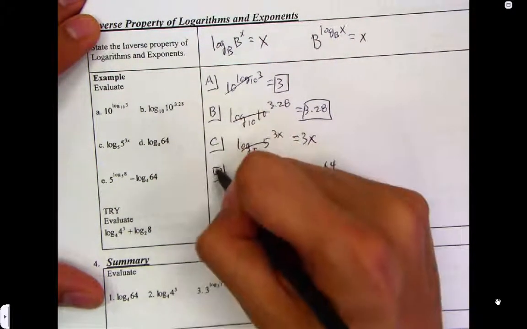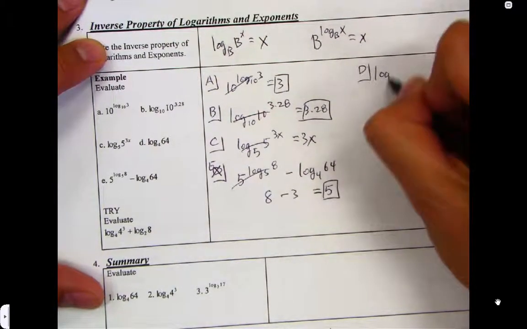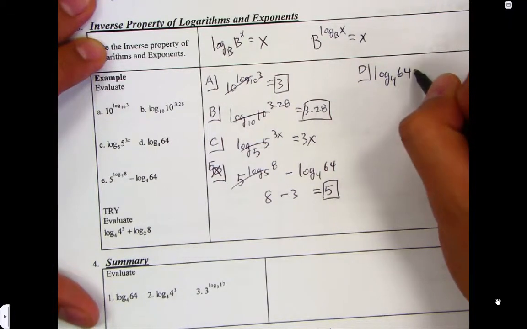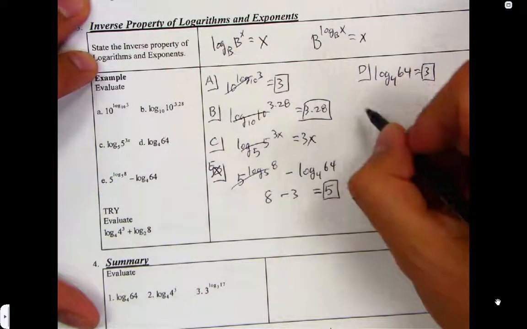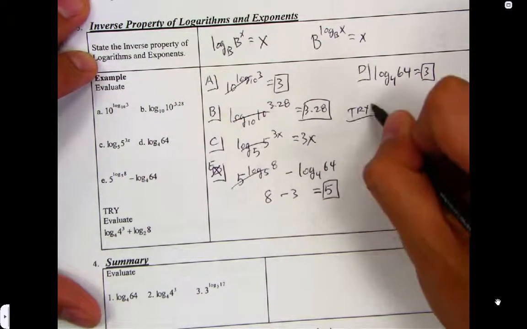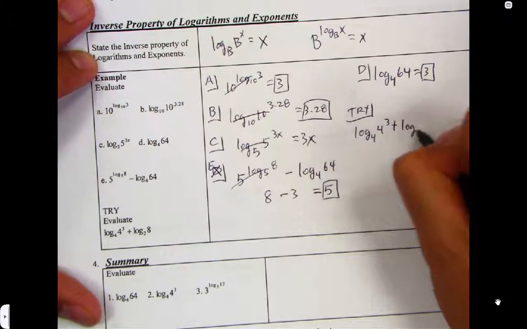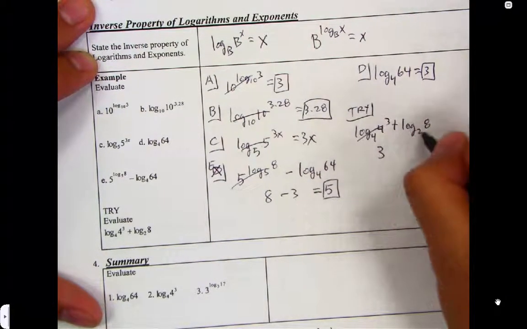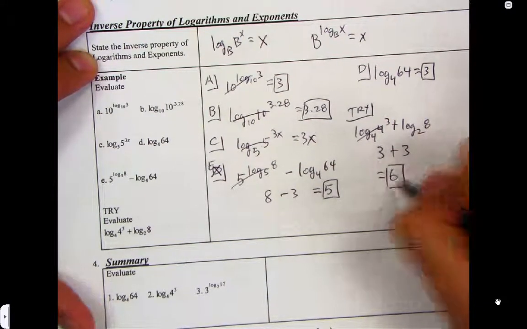This is letter E. Skip. D. So I'm going to go to D. Log base 4 of 64. This means 4 to the what gives you 64, and that's 3. Try. Log base 4 of 4 to the third plus log base 2 of 8. Same base, cancel out, so that's 3. 2 to the what gives you 8? 2 to the third, so 3 plus 3 is 6. That's our answer.